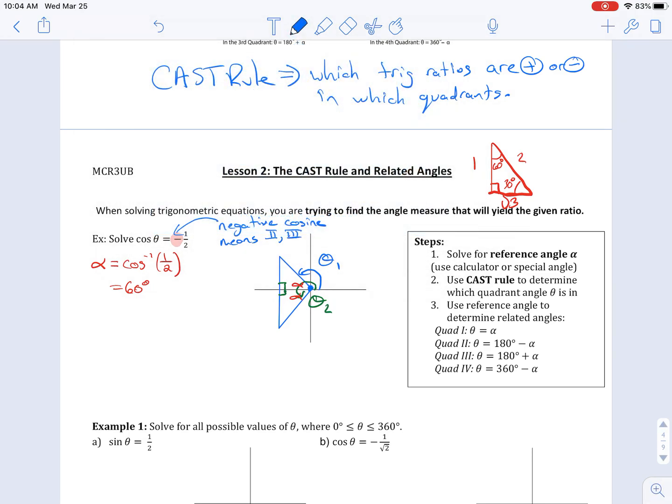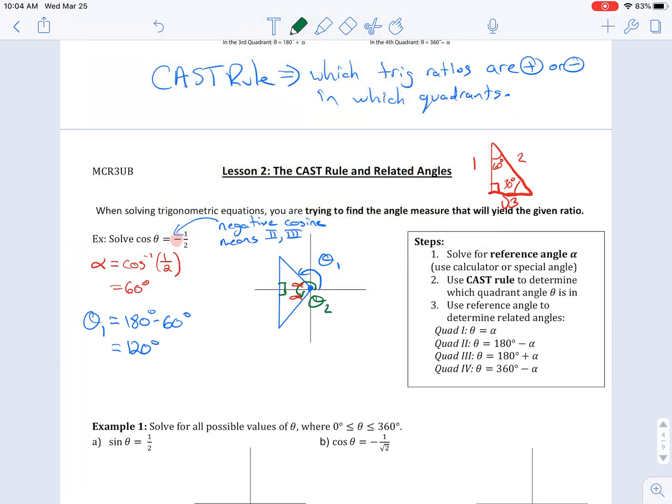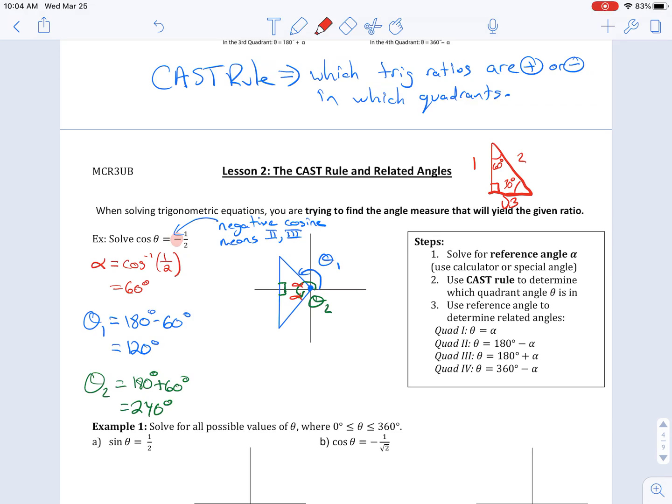And so now I need to look at my diagram and say, okay, well theta 1 relates to the related acute angle by saying 180 minus that related acute angle. So if I do that, I get 120. That's one of my answers. That's a possible answer for theta. So the second one, because I'm in quadrant 3, I take 180 and I add the 60. So I get 240. So I get two possible answers. So hopefully you're thinking, oh, well, this is really similar.